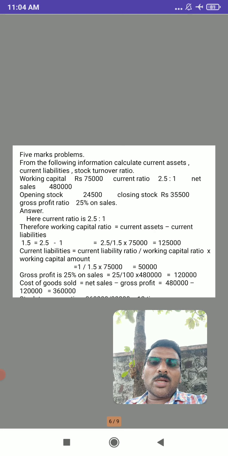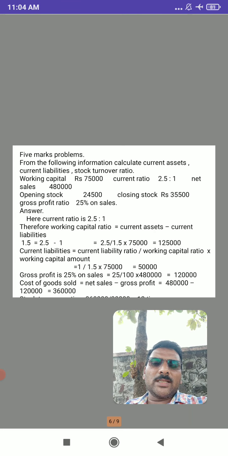Now gross profit is given as 25% on sales, which means 1,20,000. The total sale is 4,80,000, and 25% of that is 1,20,000.